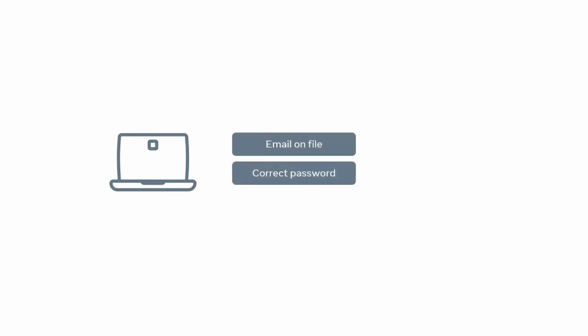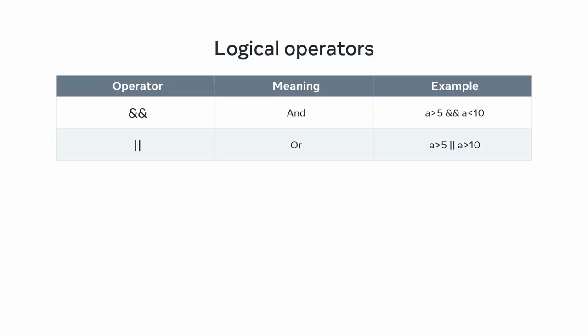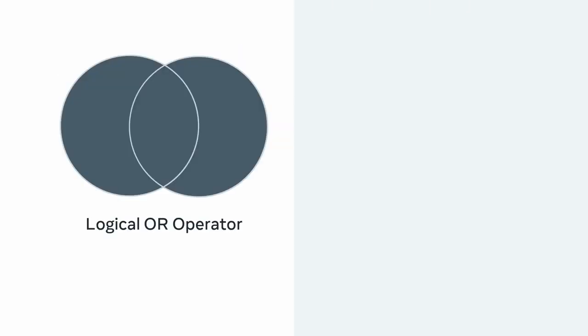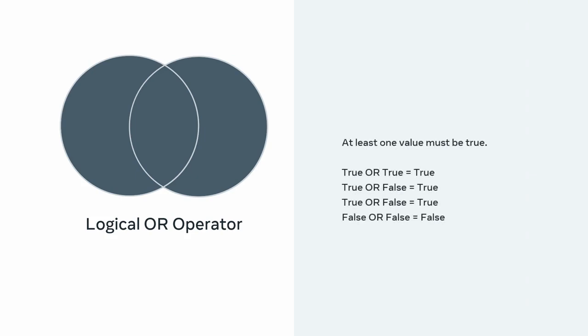Say you're logging into your account. The system checks if the email is on file, and then it checks if the password you provide is the same one for the account. If both conditions are true, then you are logged in. The next operator is the logical OR operator. This means that only one of the two values must be true for the overall expression to be true. If neither value is true, then false is returned.